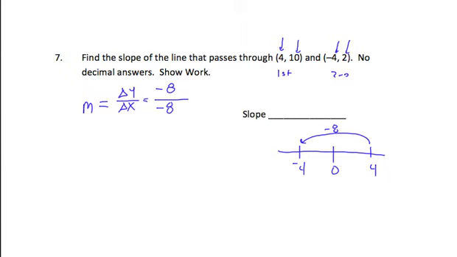And so the slope of this line is actually negative 8 divided by negative 8, which is positive 1. So the slope of this line is just positive 1. So I would say, okay, well, the slope of this line is positive 1.